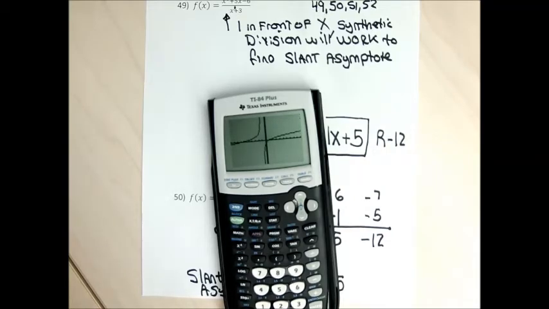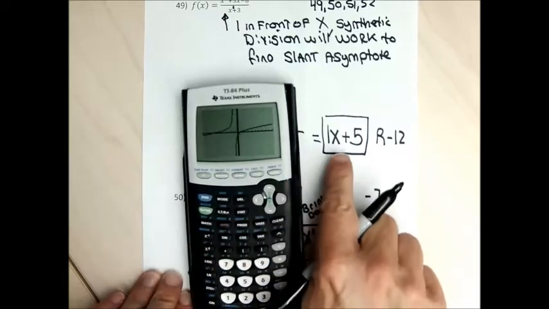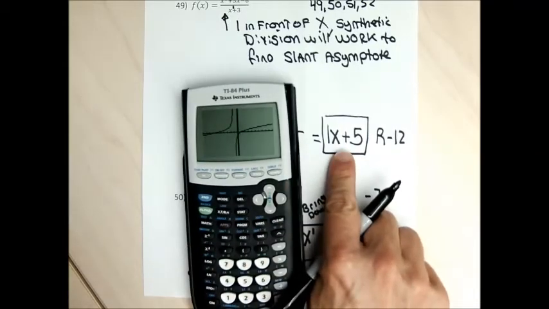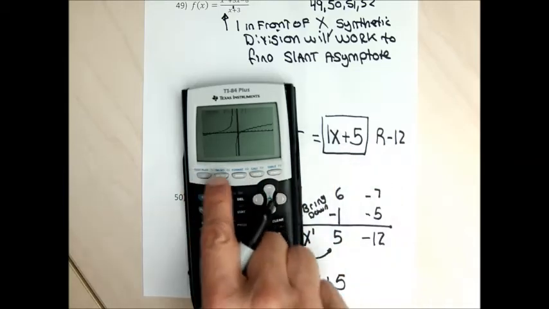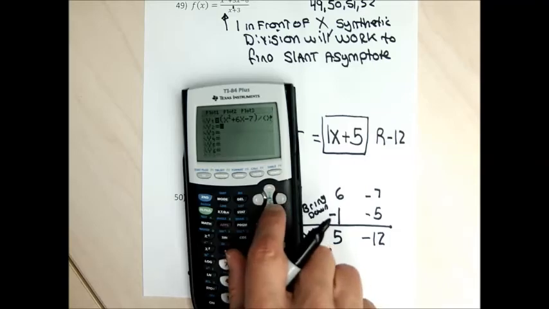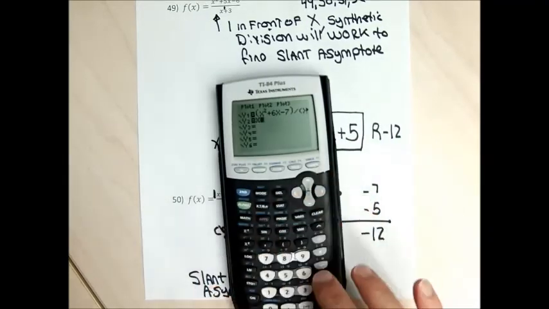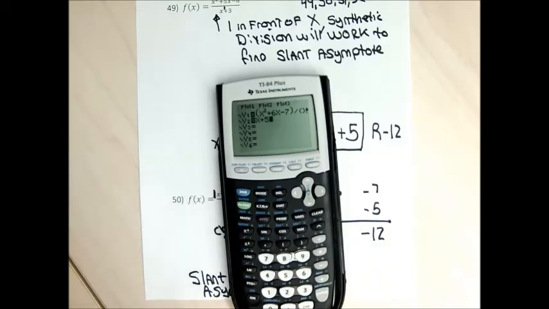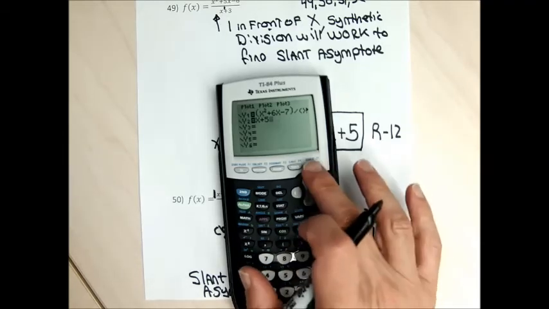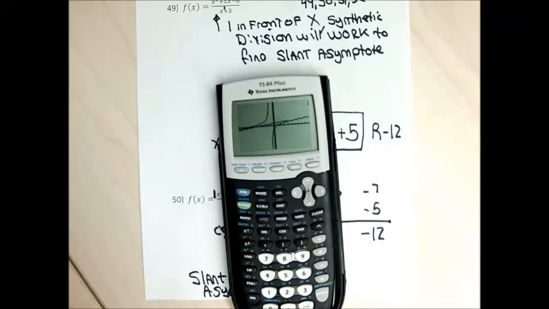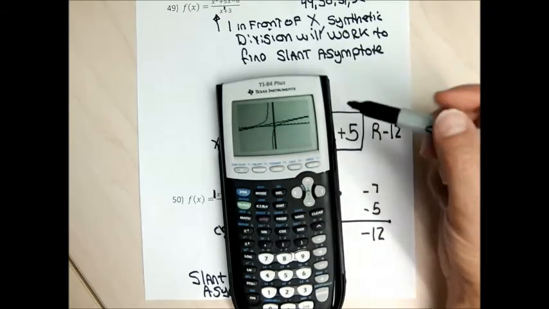Seems reasonable. Now let me put this slant asymptote onto this graph and show you how the graph and the slant asymptote work together. So into y2, I'm going to put my slant asymptote, y equals x plus 5. You don't have to graph any of these, but this will give you an idea if your equation is right. When I hit graph now, look how close the graph and that line attach to each other.